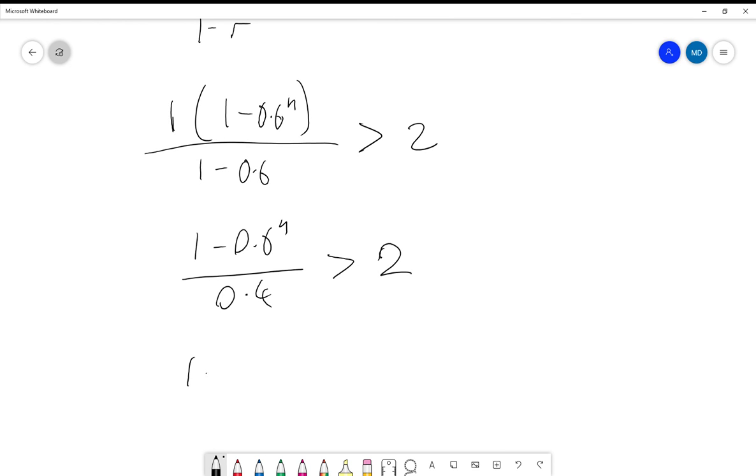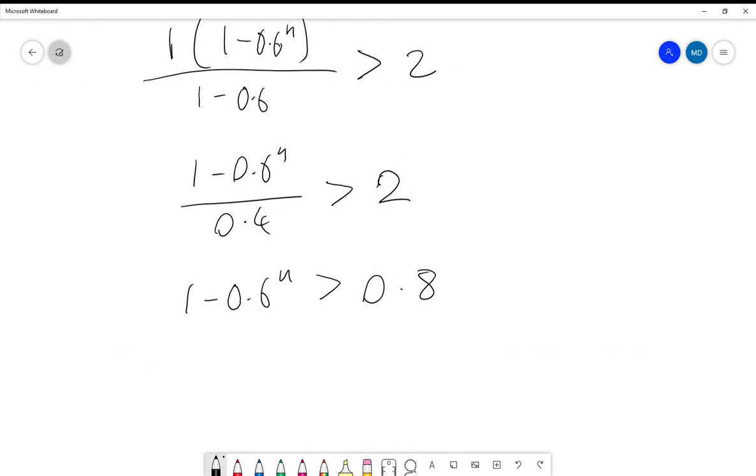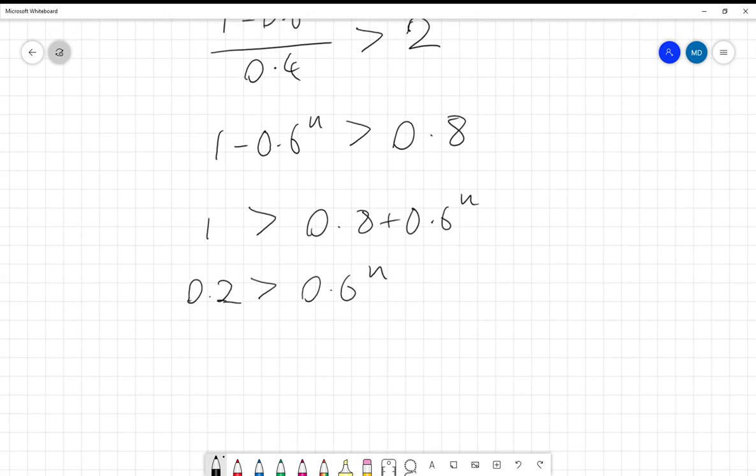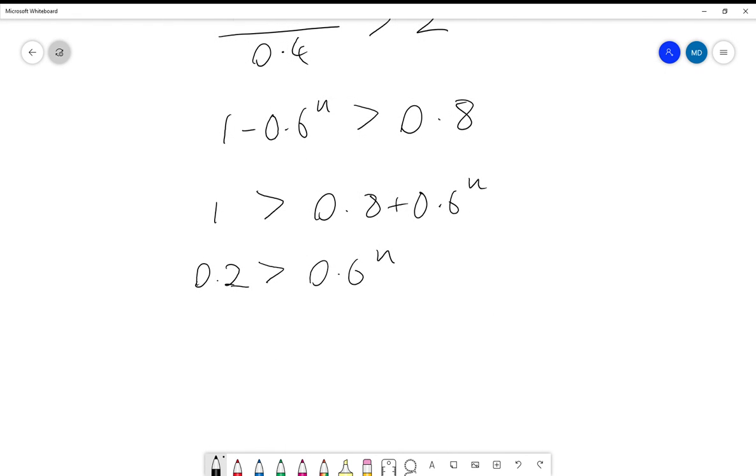Multiply by 0.4, we get 1 minus 0.6^n needs to be bigger than 0.8, which means 1 needs to be bigger than 0.8 plus 0.6^n, which means 0.2 needs to be bigger than 0.6 to the power of n. Now, at this point, I'm going to take natural log of both sides, and that's for a good reason. I could take log base 0.6, but doing that will actually obscure a key part about the inequality. So I'm just going to take the natural log of both sides.